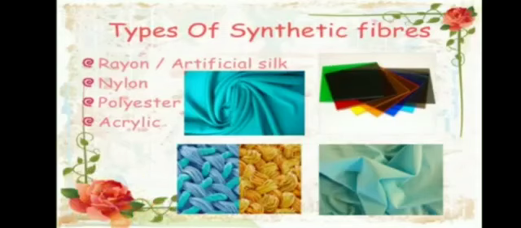Now let us see what are synthetic fibers. We can see here types of synthetic fibers. We can define synthetic fibers as the fibers that are made from chemicals, or man-made fibers are called synthetic fibers. Here you can see types of synthetic fibers like rayon, artificial silk, nylon, polyester, acrylic. So these are the synthetic fibers.